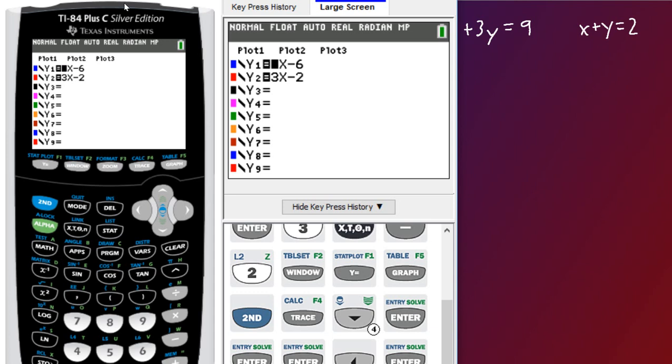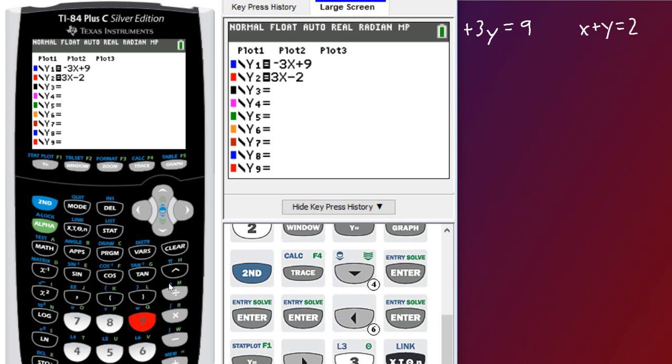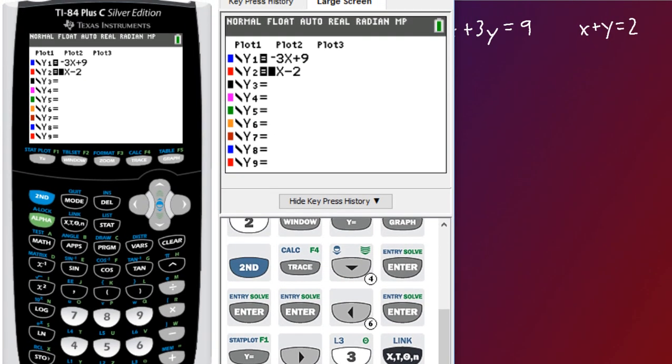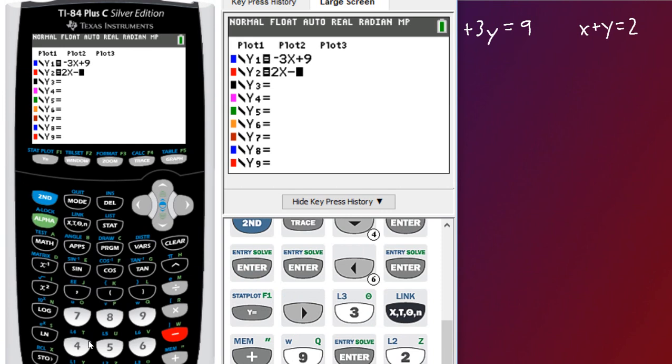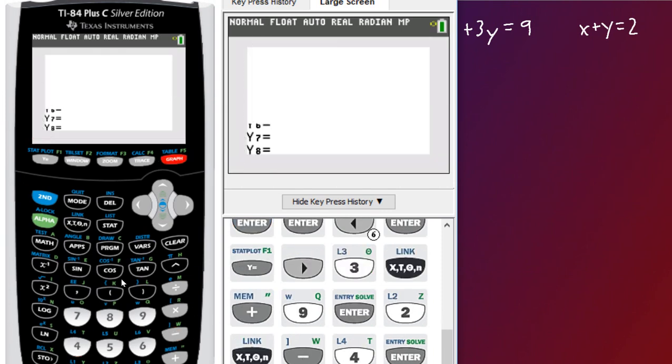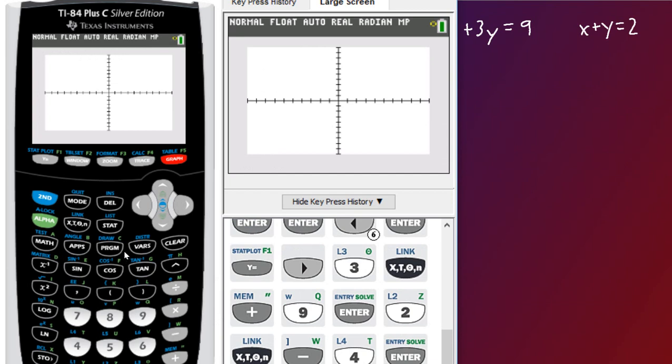So let's go ahead and get that. So negative 3x plus 9 this time. I'll press enter. And then the other one was 2x minus 4. So I have 2x minus 4. That looks good. Enter. And I'll graph those. Again, it'll take a little bit for this to get it. This one's way up here, so if you have a graph that's really big, you may need to change your view window. Maybe zoom out using the zoom key.